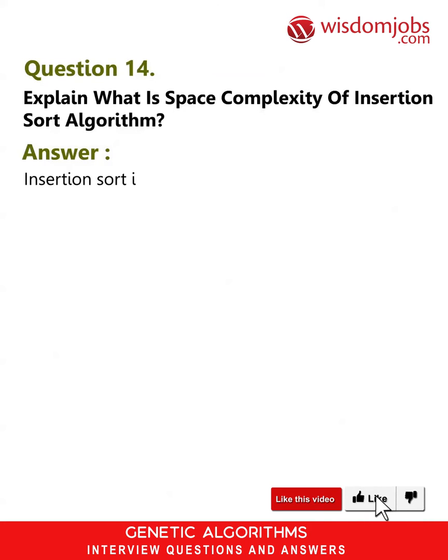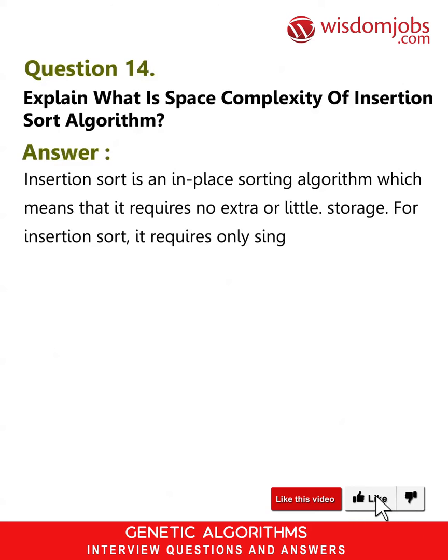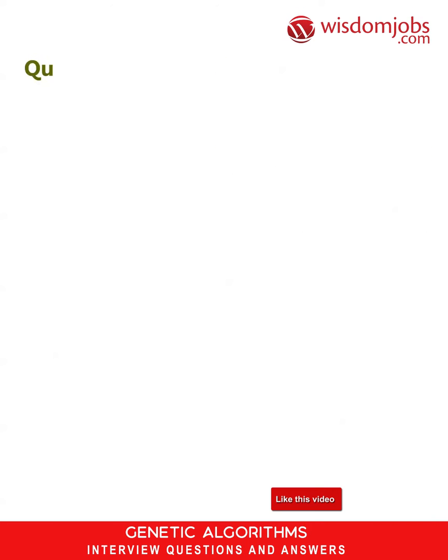Answer: Insertion sort is an in-place sorting algorithm, which means that it requires no extra or little storage. For insertion sort, it requires only a single list element to be stored outside the initial data, making the space complexity O(1). Question 15. Explain what is skip list.